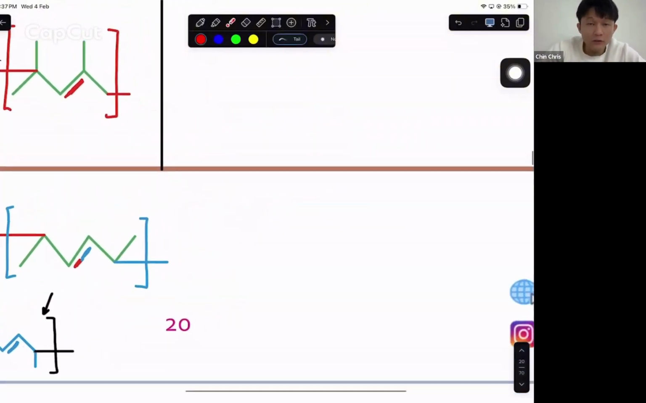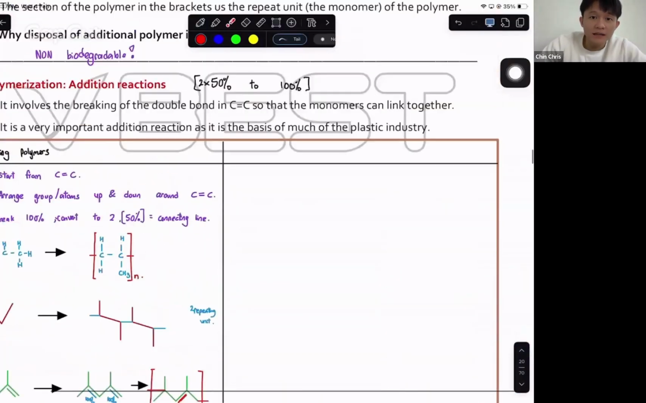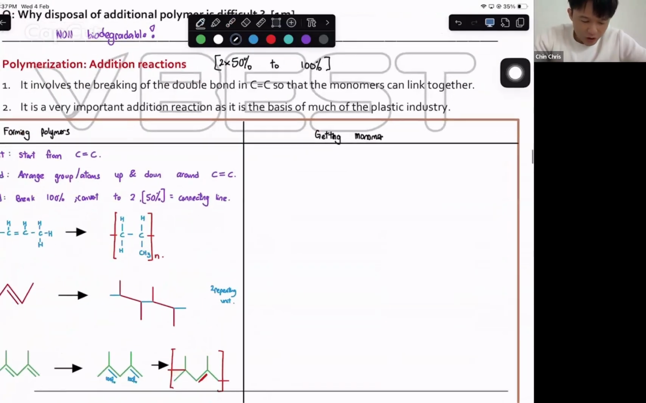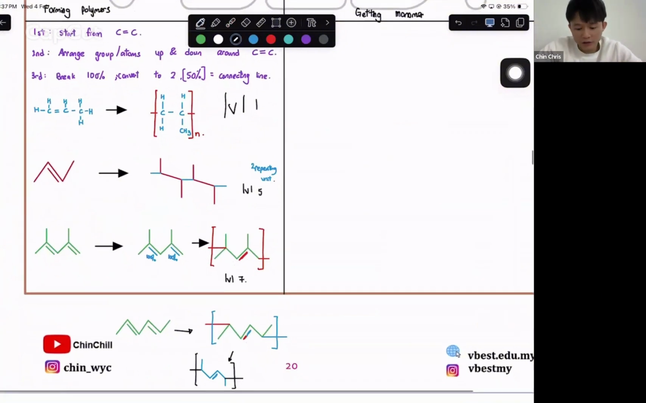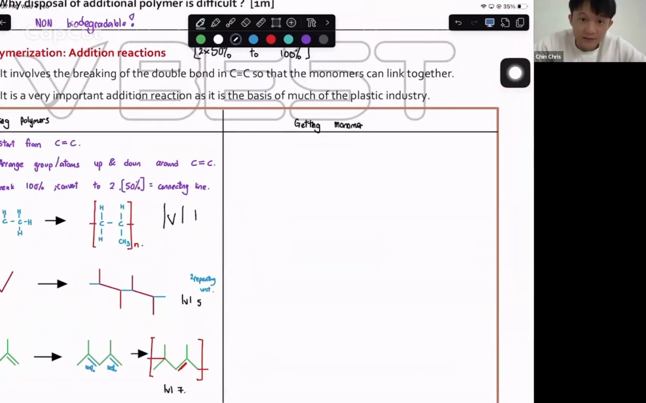All right, guys, now we're going to do the reverse. You know how to form a polymer? This time we are getting a monomer from a polymer. Just now, this is level 1, this is level 5, this is level 7. If you can do levels 1, 5 and 7 right now, let's look at level 8 onwards.